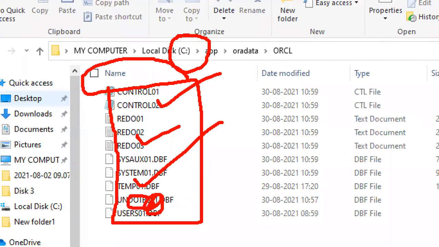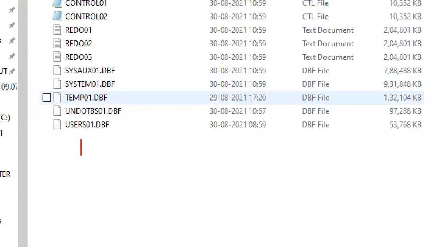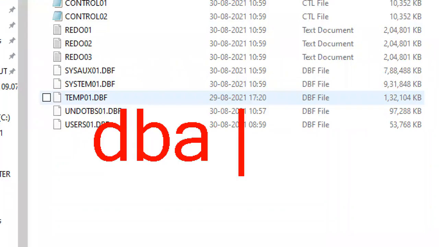What are these files? You may be familiar with one of the stages, but these files are visible in the operating system. This is called physical structure, and this physical structure is handled by DBA persons, database administrators. Whenever companies are recruiting an Oracle DBA, MySQL DBA, SQL Server DBA, those persons perform the administration tasks.